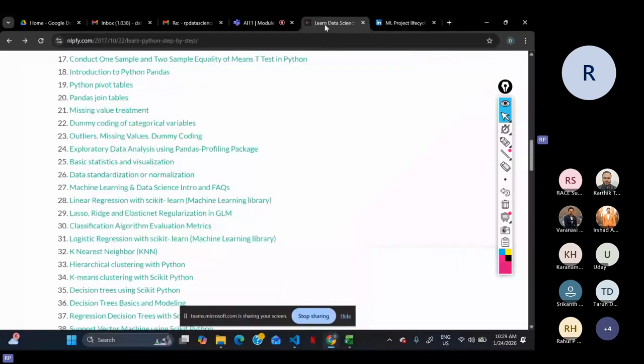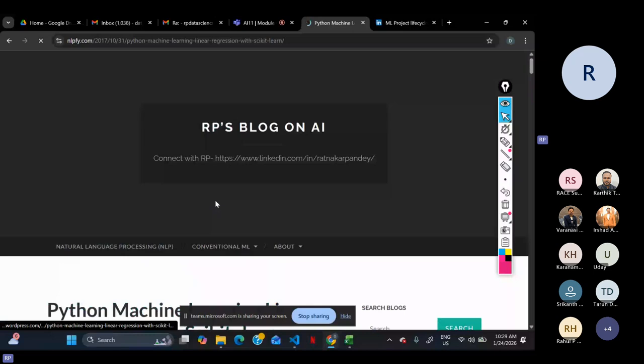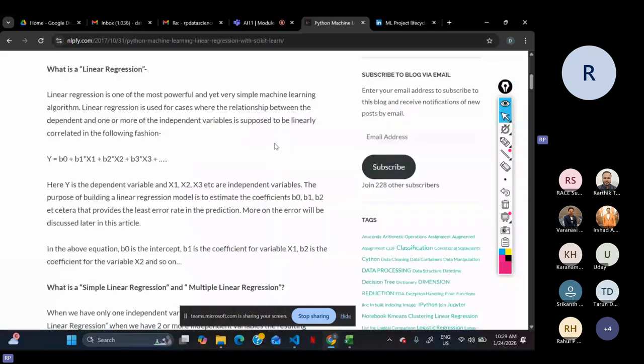So now, talking about the entire life cycle, we will step into building our very first model, which is the linear regression model, right? What is a linear regression model? Anyone who has read this article can explain?